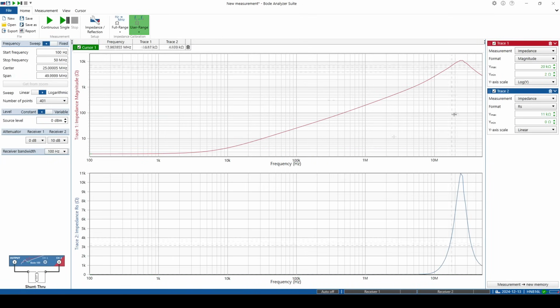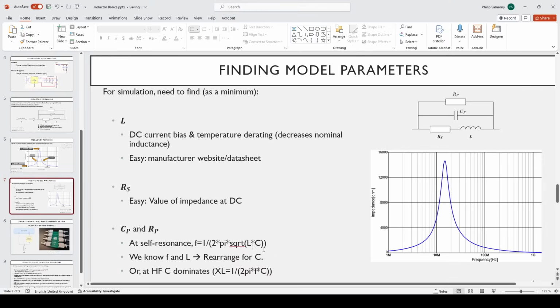And we can get that from our peak. So remember from our slides, at the self-resonance, we have approximately the formula F equals 1 over 2 pi square root LC. We can rearrange for C at that particular frequency with our inductance, or we can look at the high frequency region where the capacitance dominates.